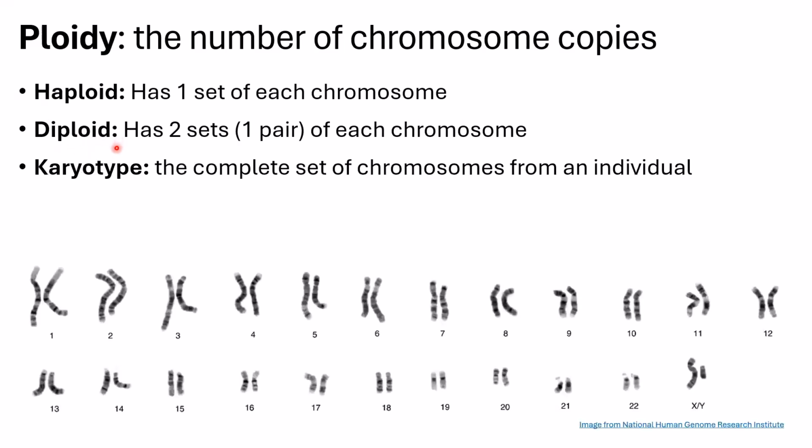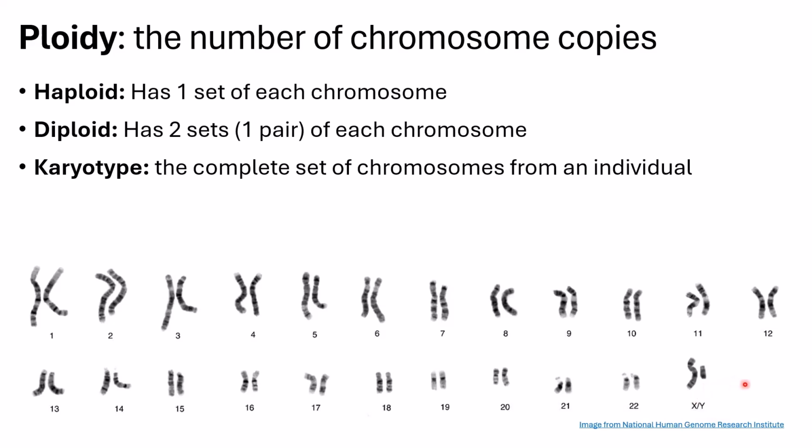A karyotype refers to the complete set of chromosomes from an individual. This is a karyotype of a male human. Humans have 23 pairs of chromosomes, for 46 total. One is a sex chromosome. Males have one X chromosome and one Y chromosome that pair up, while females have two X chromosomes.